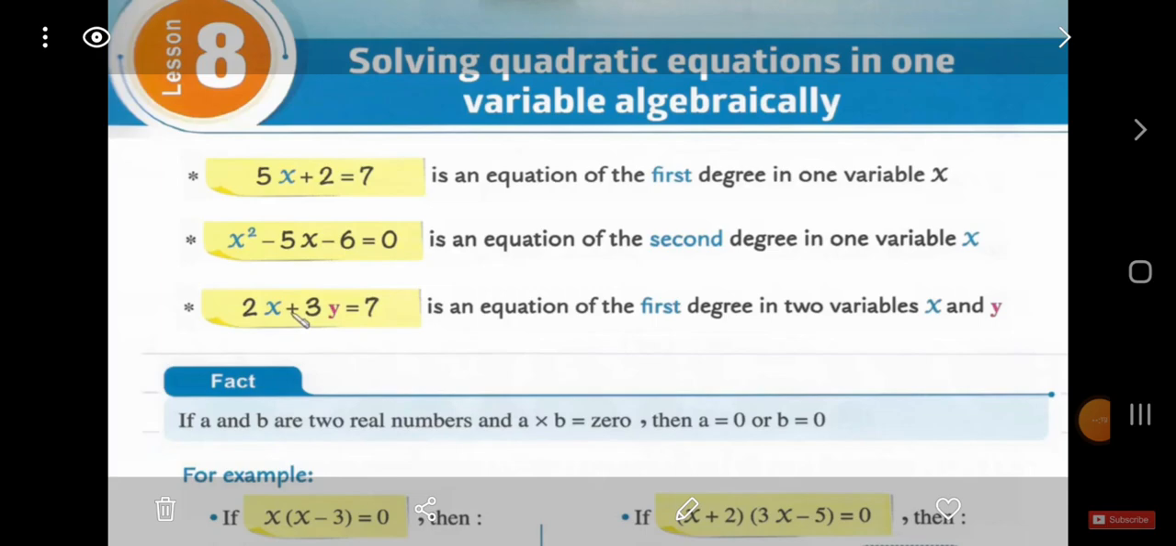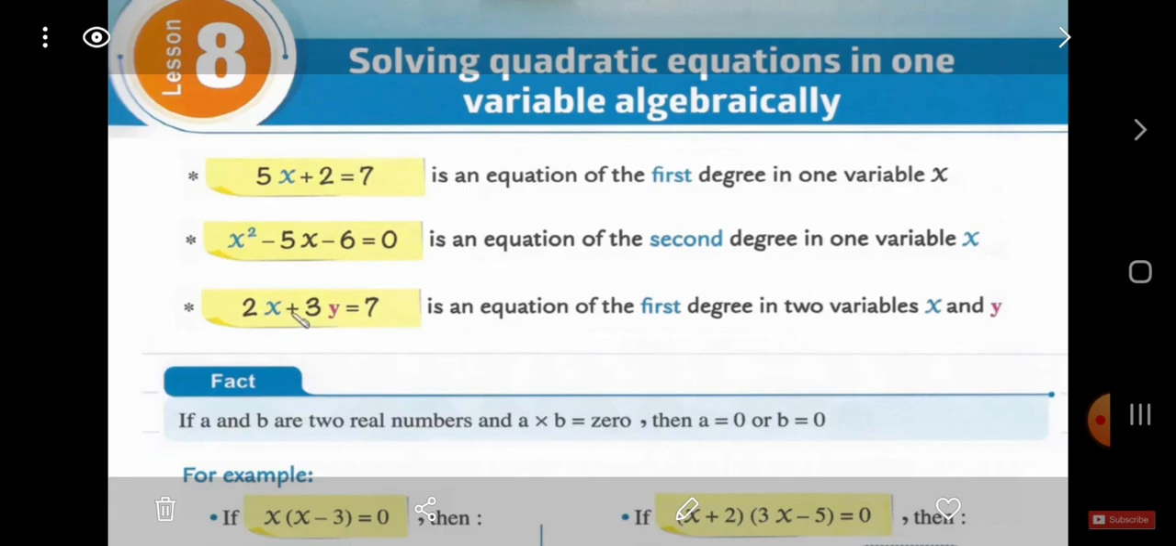Solving quadratic equations in one variable algebraically. Take this equation, 5x + 2 = 7. This is an equation of the first degree because x has power 1, in one variable, x. The second equation, x² - 5x - 6 = 0, is an equation of the second degree because x has power 1 and power 2. We take the highest power, so we can say it is an equation of the second degree in one variable, x.